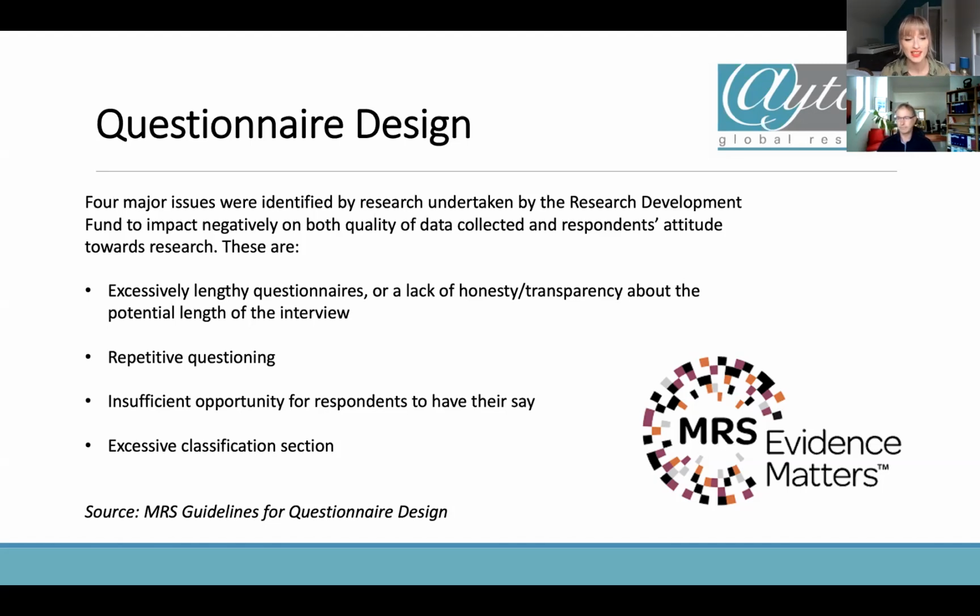Absolutely. So other points as well, we've got insufficient opportunity for respondents to have their say. This often comes into play when we talk about having a neutral option. So like I said, we might have a 1 to 9 scale on our questionnaires, and the 5 is obviously neutral. The reason for that is we want to make sure that consumers have every opportunity to have their say. And that might be that they don't know. They're not sure whether they agree or disagree. It doesn't always have to be in there, but it's just a really safe way of doing questionnaire design.